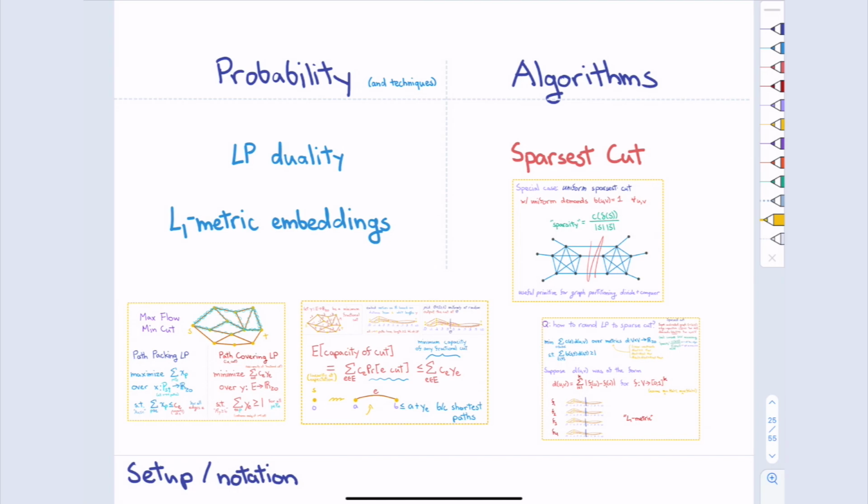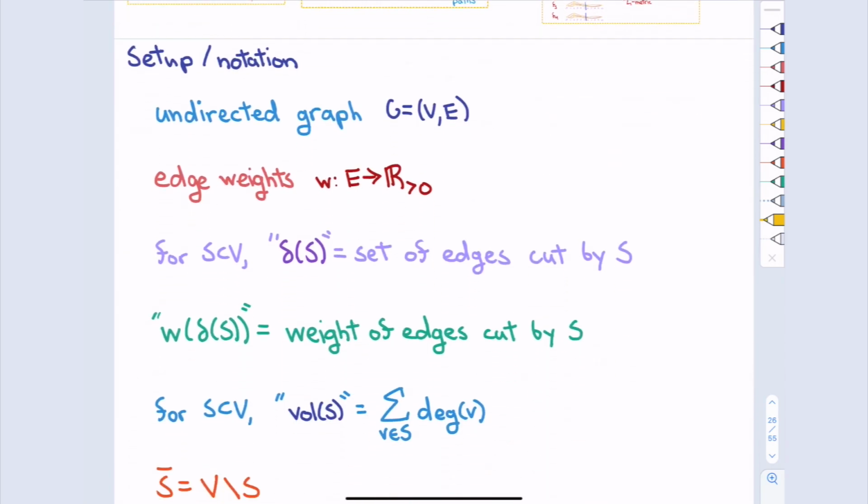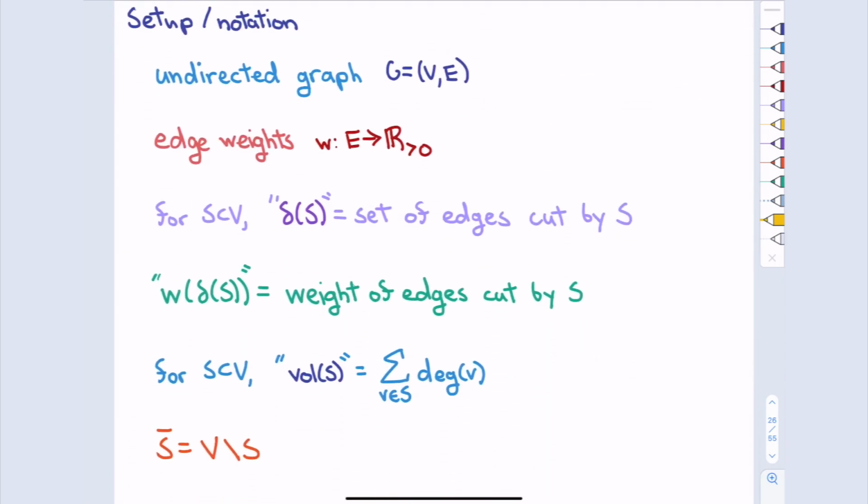Before defining some things, let me get some notation out of the way. I don't think any of this is too new, so maybe it's just a reminder. We're going to be working with an undirected graph with positive edge weights. I'm using delta of S to be the set of edges cut by S, which means W of delta S will be the weight of the cut.